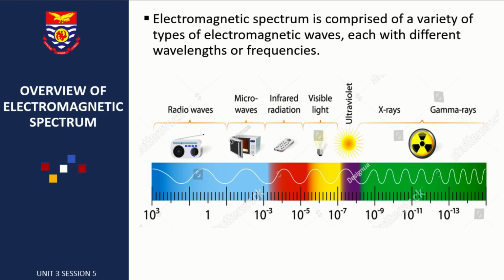When you look at the electromagnetic spectrum, there are three things that we can use to distinguish them. That is their wavelength, their frequency, and the energy. And there are so many types of electromagnetic radiation, like radio waves, microwaves, infrared radiation. We have the visible, the UV, X-rays, and the gamma rays.